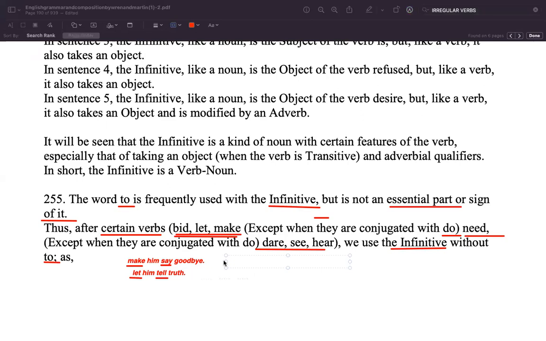Next is when you are using another one that is called bid. So bid him say bye, only bye. Bid him say bye. So again, here you will find that as bid is used, we can't use to say, right? If it is also used with need, dare, see, hear, then also we are using the infinitive form without to, right?